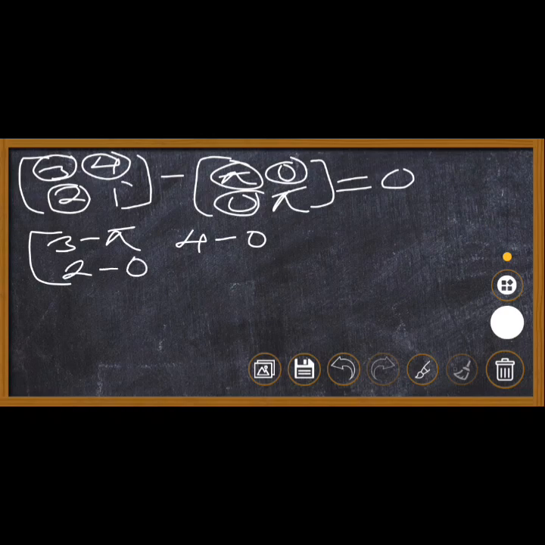And also 1 minus what? Pi. So 1 minus pi. All of this goes to what? Goes to 0. So we can simplify this further also.